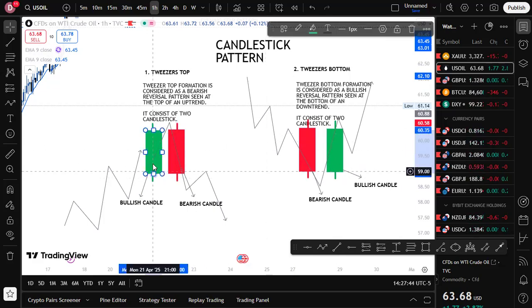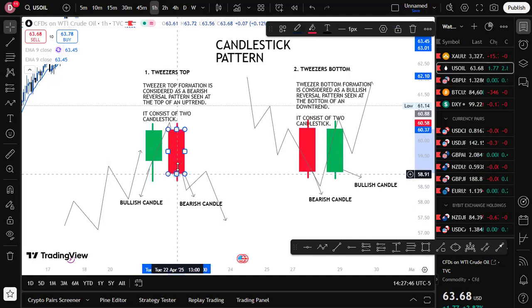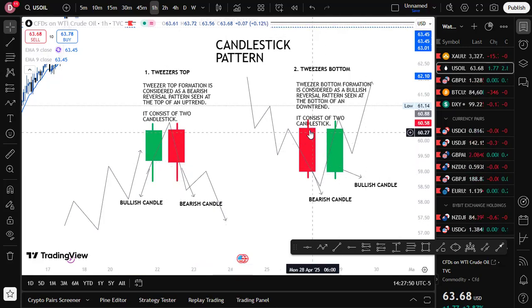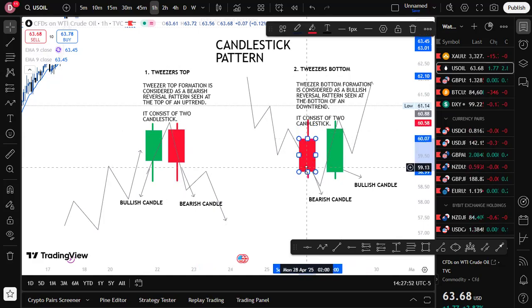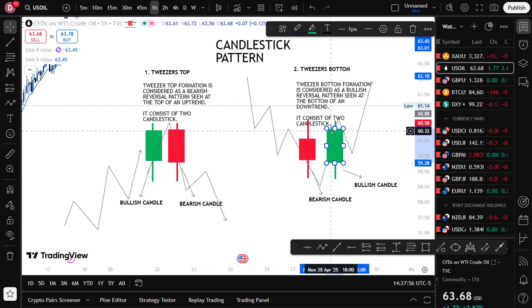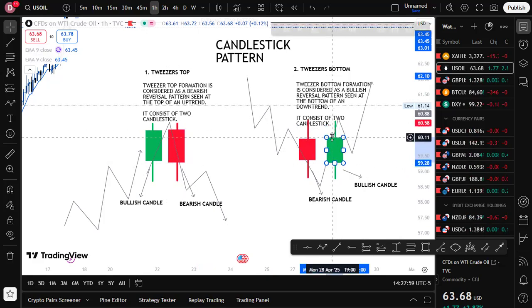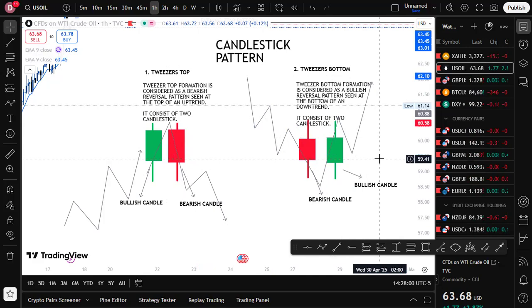Most of the time you can also see it like this. It just depends on how it's able to represent the market. You can see it like this, you can see it like this, you can also see it somehow like this as well. So it just depends on how you're able to see it in the market, and see it at maybe a support or resistance level. So the tweezer top is considered a bearish reversal pattern seen at the top of an uptrend.